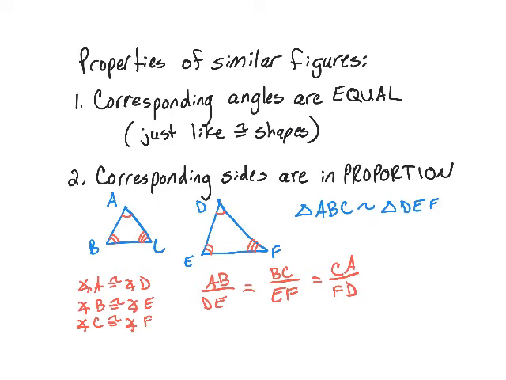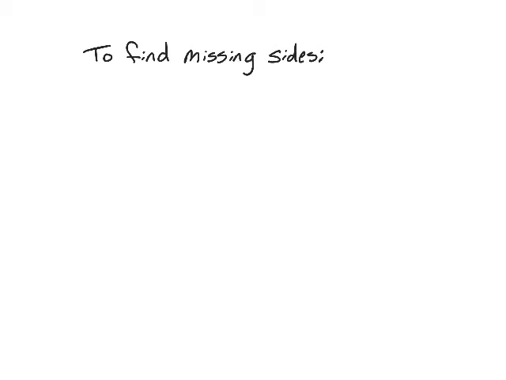Now you can also compare ratios within triangles. I could say AB over BC is equal to DE over EF. But usually we are going in between triangles. So we're mainly focusing today on finding missing sides when you have a pair of similar triangles. And there's a couple steps to write down.